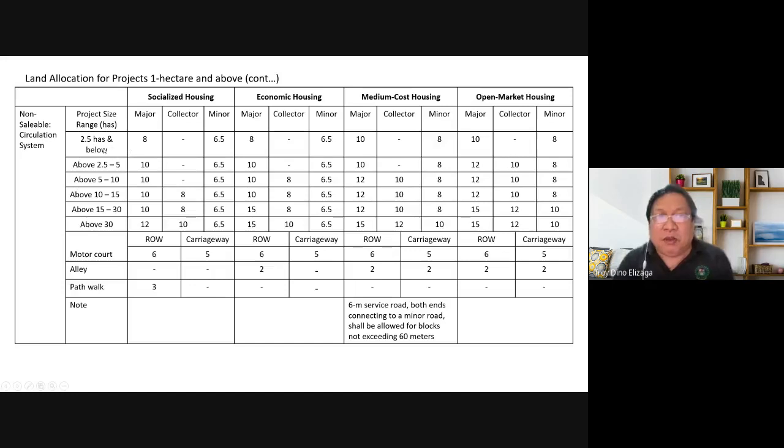Our project is 2.5 hectares and below, and it's also open market housing. So we can have major roads with a 10-meter road right of way, and minor roads which are 8 meters. Now, next meeting, we will be discussing more about the circulation system. So I'll be teaching you how to design with all these major roads, minor roads, and alleys and fast walk and motor courts.